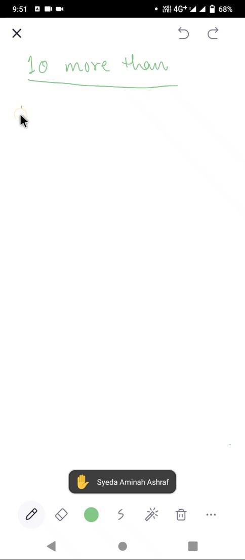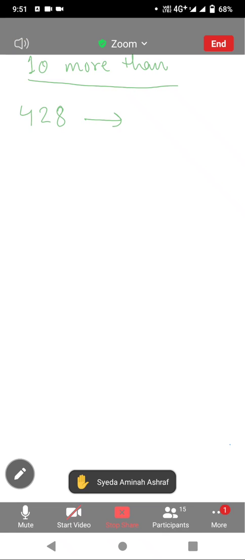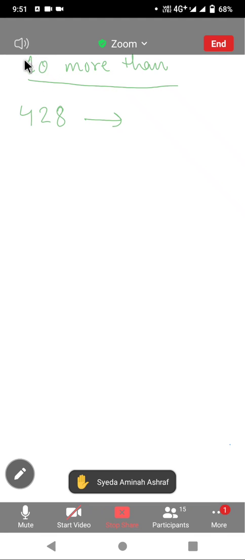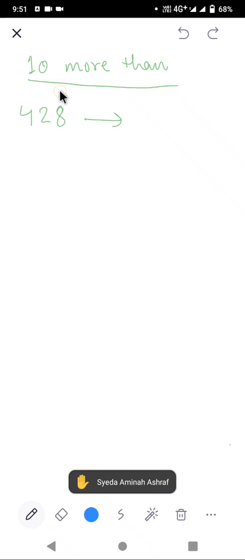Let's take a number, 428. So what is 10 more than 428? We can write 10 ones as 110. So we'll add 1 in the tens place only. This is our ones place, this is tens place, and this is hundreds place. So we'll add 1 in the tens place only.